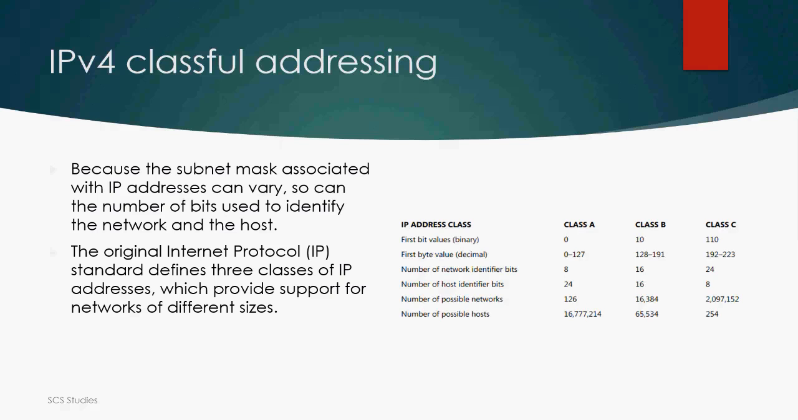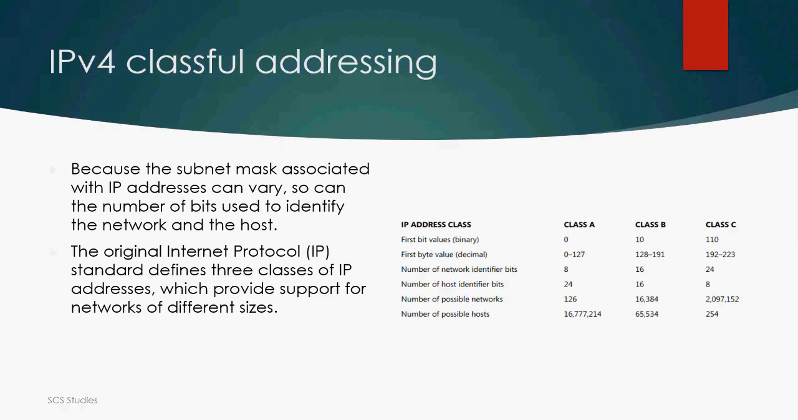In class A, we can get up to 16,777,214 end users and IPs, that means host addresses. In class B, we can get 65,534, and in class C, 254 usable IPs per network. So this is known as classful addressing.